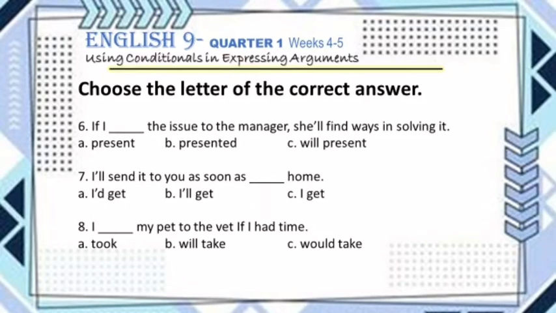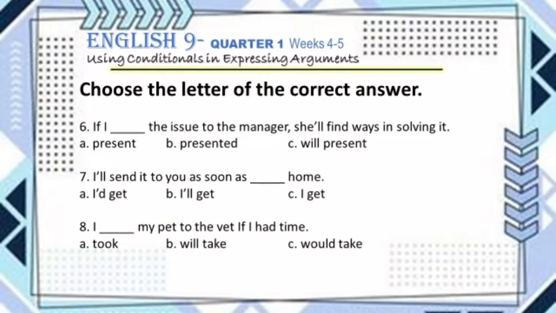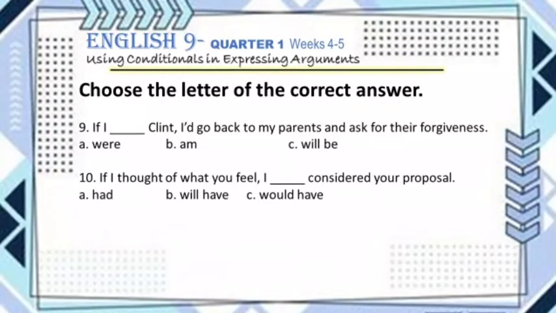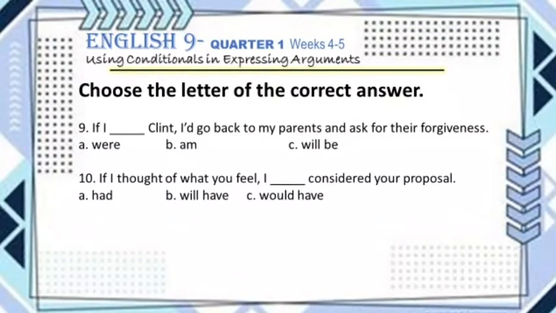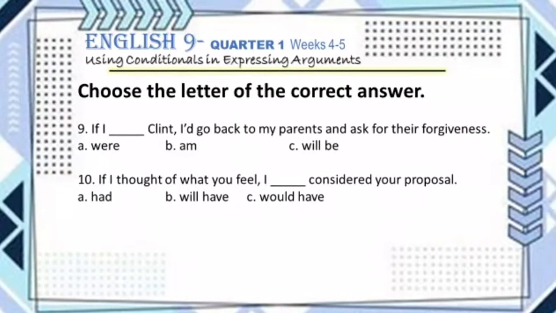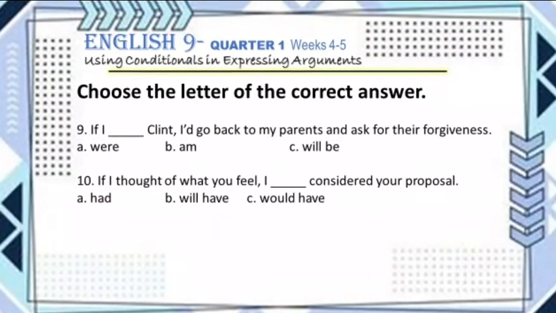I get. Number 8. I blank my pet to the vet if I had time. A. took, B. will take, C. would take. Number 10. If I thought of what you feel, I blank considered your proposal. A. had, B. will have, C. would have.